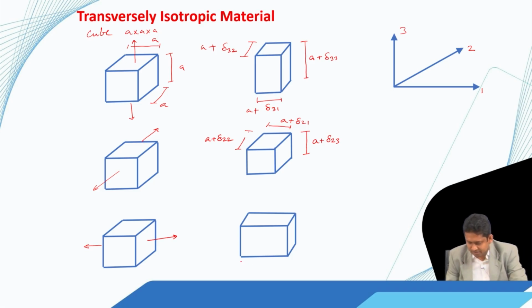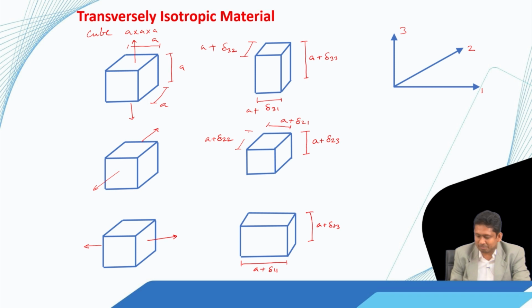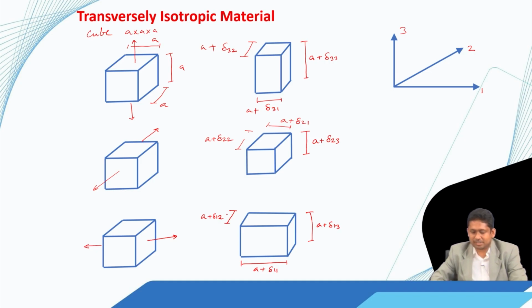And if we do that, here we have A plus delta 11, that means new dimension along direction 1, A plus delta 13, new dimension along direction 3, and we have A plus delta 12, the new dimension along direction 2. So, this was along dimension 3, this is along dimension 2.